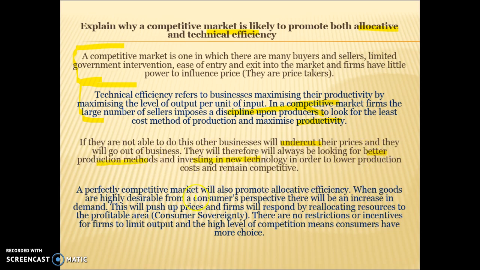In terms of allocative efficiency, when demand for products increases, there's likely to be more supply because they respond to price signals. There's no restrictions preventing supply, so people get access to what they want.